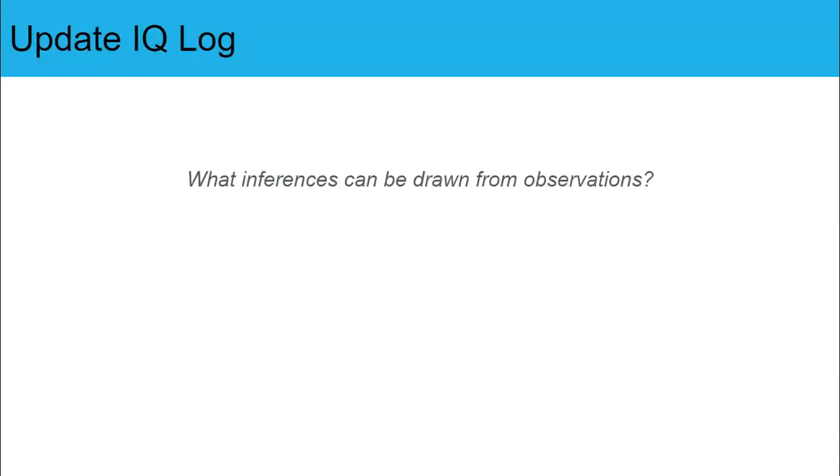And then our inquiry question log, so making sure that we're editing this at some point. What inferences can be drawn from observations?